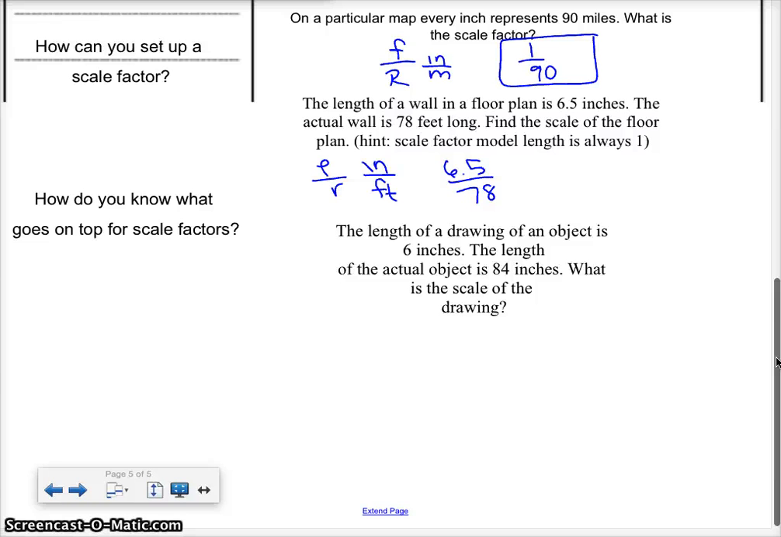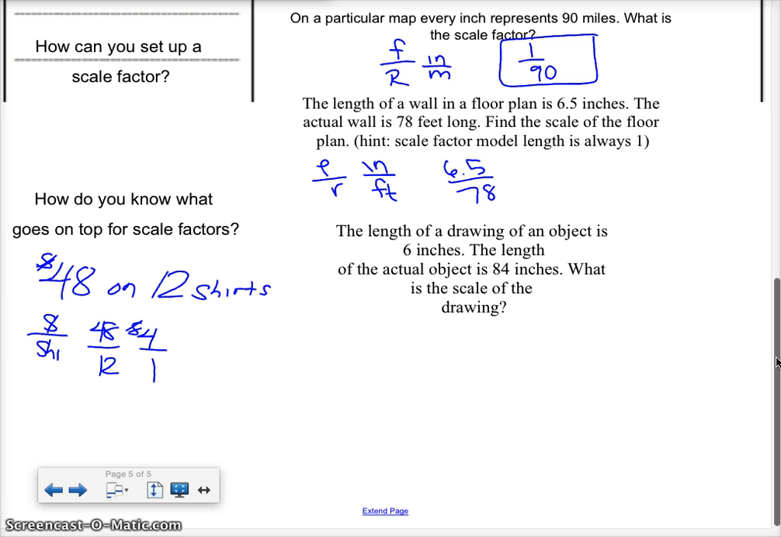So just like unit rate, let me connect it to that first lesson in Unit 6. Unit rate, if I spent $48 on 12 shirts, I want to know how much per shirt. It's backwards. So I would do dollar is to shirt, and I said, 48 is to 12, $4 is to 1 shirt. That's how I did it. Scale factor is unit rate backwards. So I want to know how many feet in 1 inch. How much does 1 inch represent? 1 inch is how many feet?